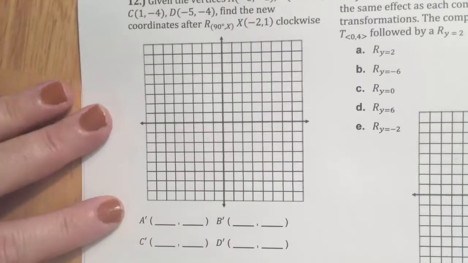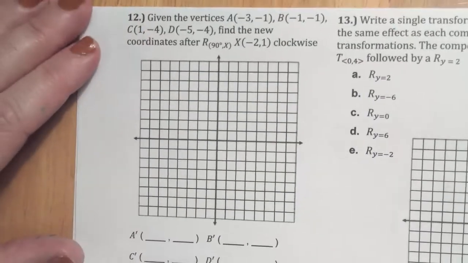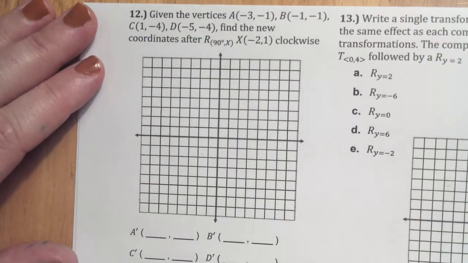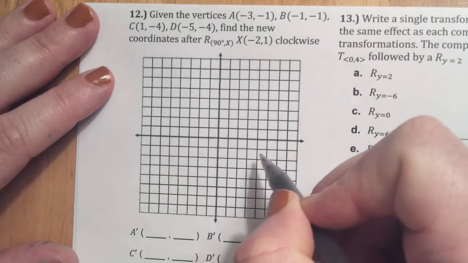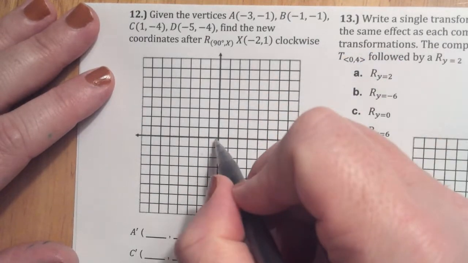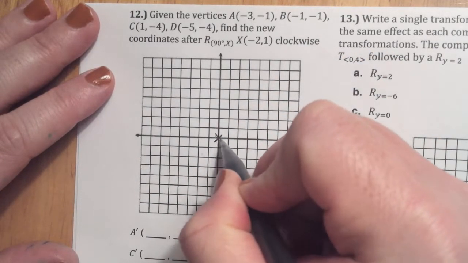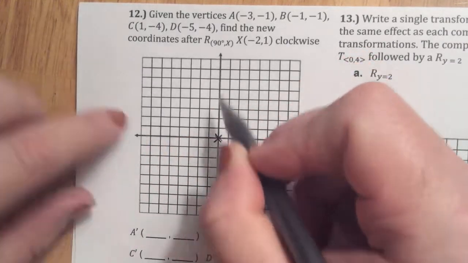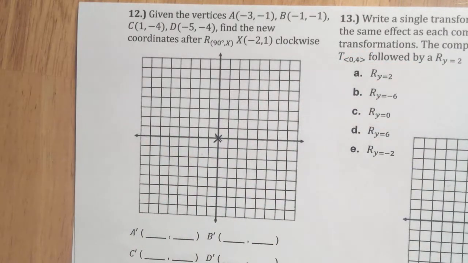Okay, let's go to number 12. All right. So on number 12, let's go ahead and put these coordinates in there. So here's your 0, 0, your real 0, 0. Just fill X because it's going to be going around some random point.